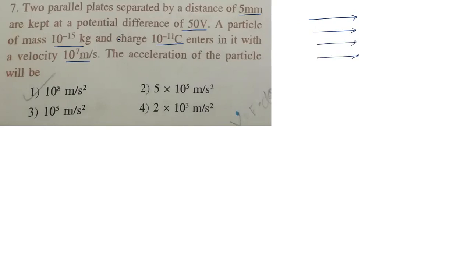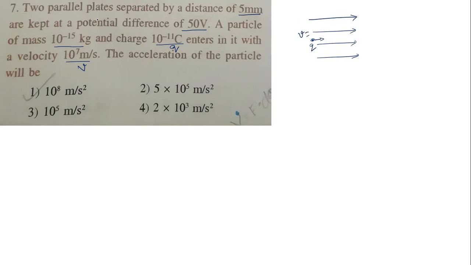Now, if there is a charged particle, like we have taken a charge of 10 power minus 11 coulomb, let us say Q, that Q we are going to keep here, that is going to enter with a velocity of 10 power 7 meter per second. Now we need to calculate the acceleration. So the simple thing, we need to calculate the electric field.